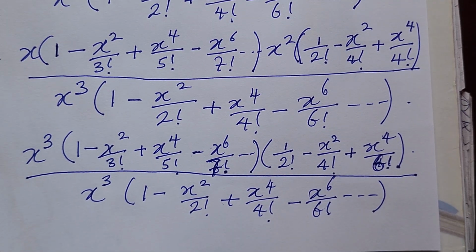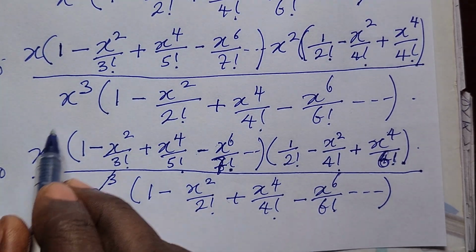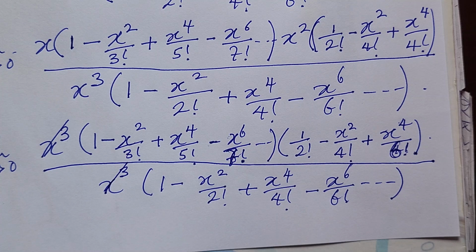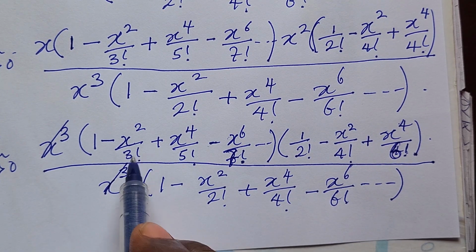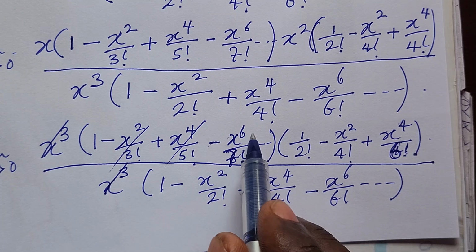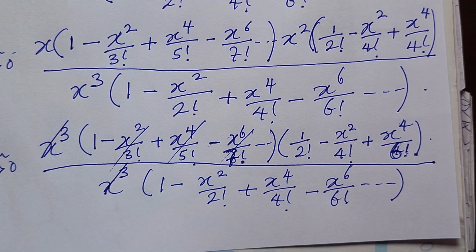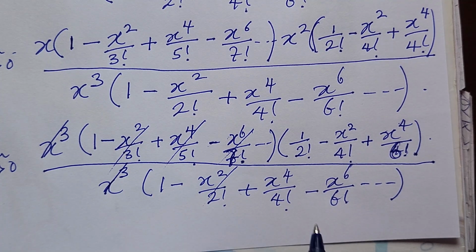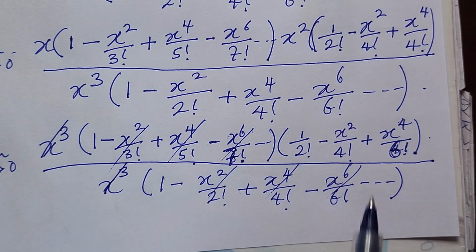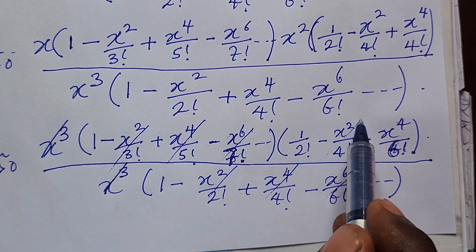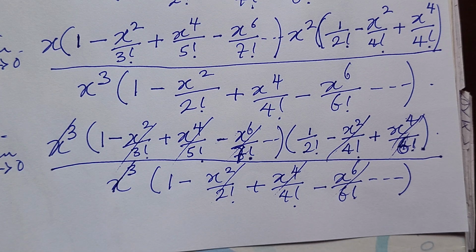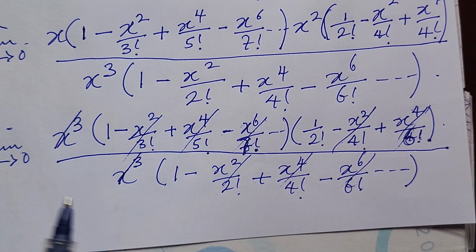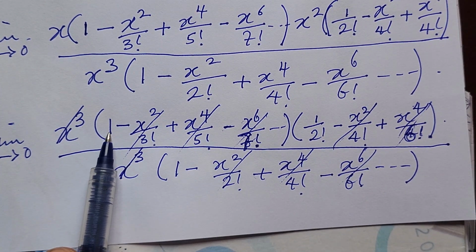So what do you observe from here now? This will go with this. Now, if we look carefully, we said as x approaches 0, what happened? All these terms with x will leave the system. So if all these are out, what happened? We are now left with just 1 here.